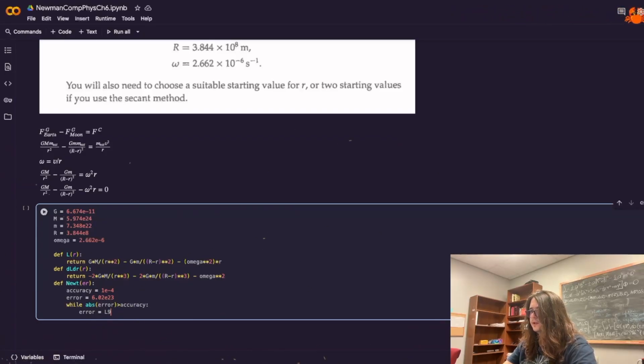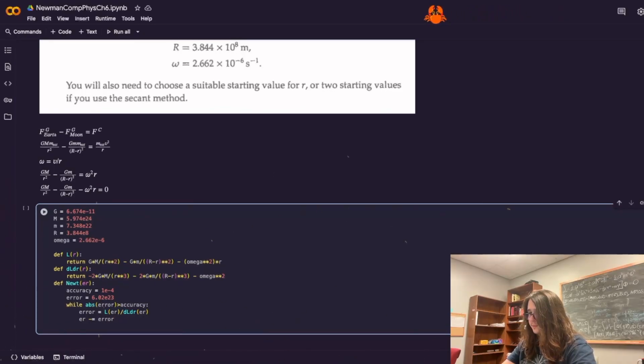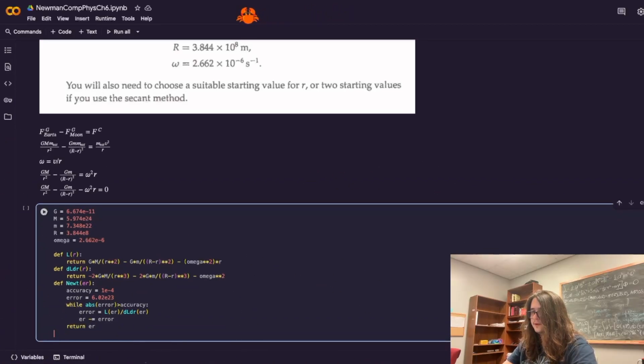function called at r divided by the derivative of the function called at r. And then you take your guess and you subtract off that much error. And once it's through that loop, you have it return the value after it's been run through a few times.